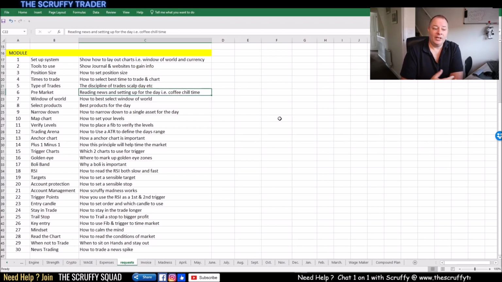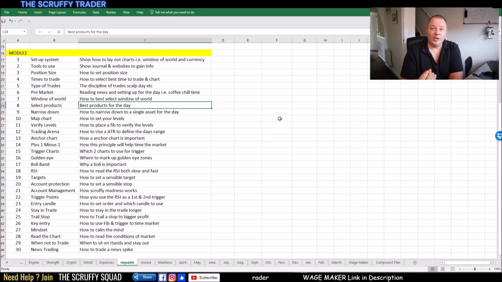Then we start moving into how to set your day up. In other words, pre-market. Little rituals that you will go through to ensure that you are ready and in tune with the market. This takes us into a deeper dive into the Window of the World, your chosen basket of products, and how they correlate with each other.